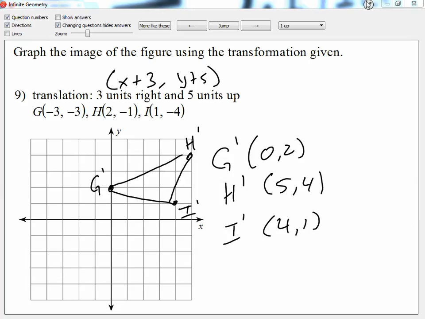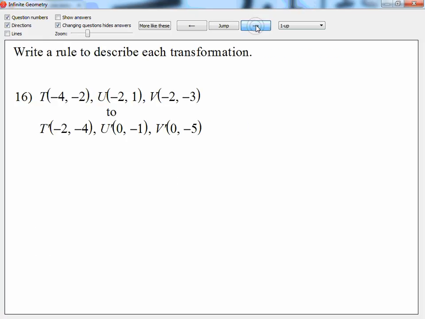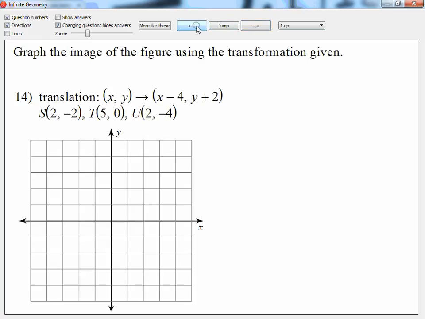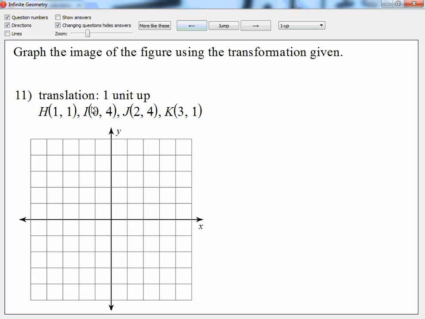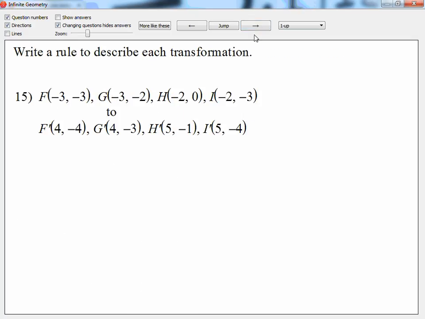Alright, so with graphs, that takes us up to number 15. But actually before, let me come back a few questions down. Let me take a look at number 11. It says 1 unit up. So add 1 to the y. Don't do anything to the x. Just 1 unit up. Add 1 to the y. Alright. Any questions up until 14?